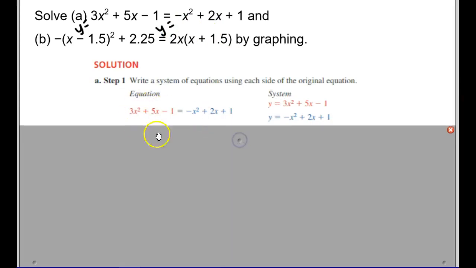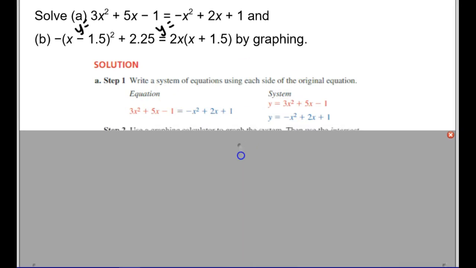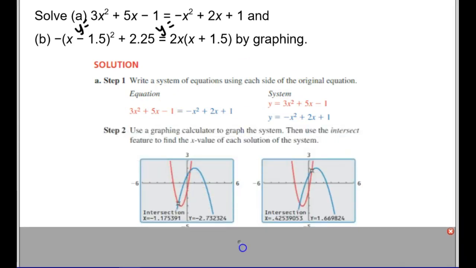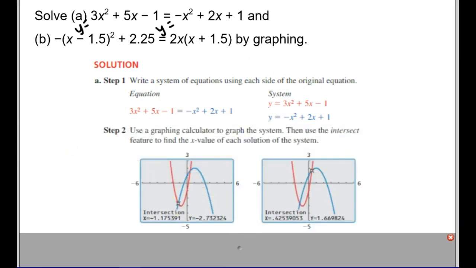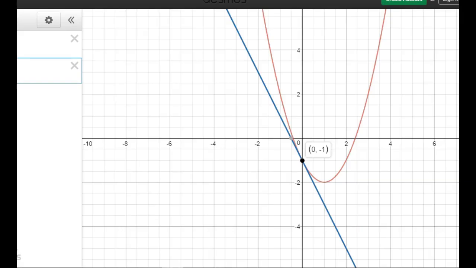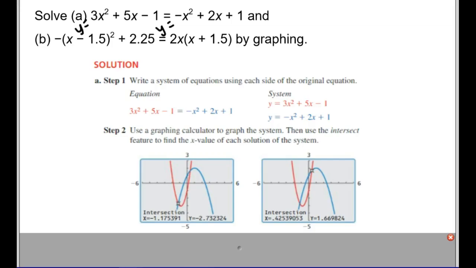Okay, so there's my original equation. I take each side of the equation and make it its own equation, and then I can just graph it. I can graph it using Desmos or my graphing calculator, either way. The cool thing is when I'm using a calculator, I can use the intersect feature. If I'm using Desmos, we saw here, I can just click on the point where I think they intersect, and it will actually tell me where they intersect. That will tell me the x value and the y value of each of those.